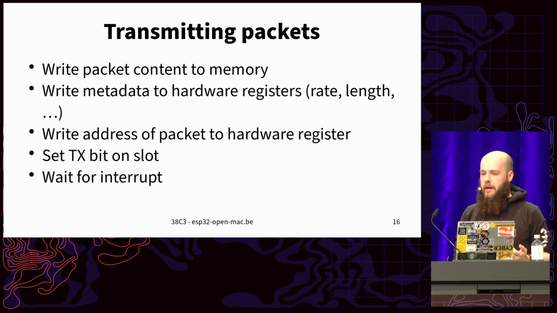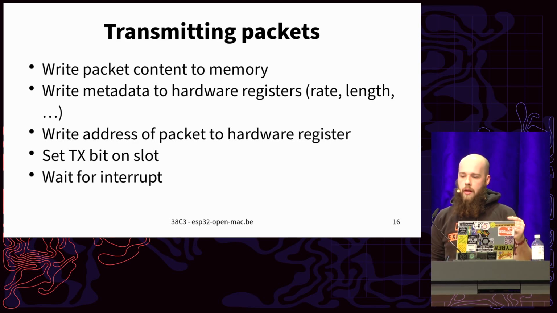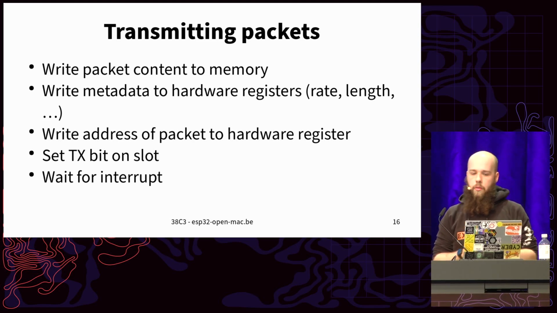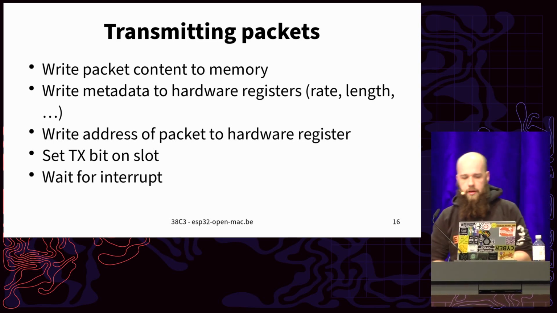So if you want to transmit a Wi-Fi packet, you save the packet content to memory. You write some data about how you want the packet to be sent, for example, how long your packet is and at what rate, so what modulation you want it to use. You also write that to a hardware register. And then you write the address of where you saved the packet to a hardware register, and you tell the hardware, okay, now you can transmit it, and then the hardware will wait for a transmit opportunity for you, so you don't have to busy loop for that. The hardware will just handle it.